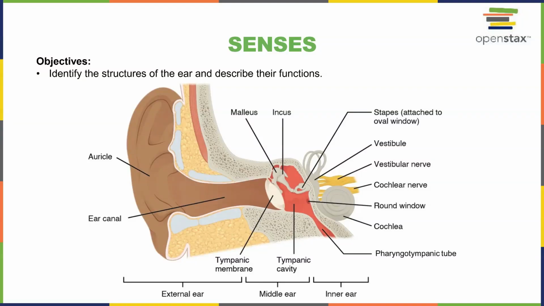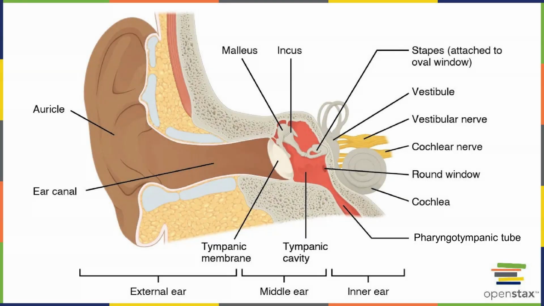In this video, you will learn about the major structures of the ear and how each one contributes to hearing and balance. The ear is divided into three main regions: the external ear, the middle ear, and the inner ear. Each region plays a specific role in collecting sound, transmitting vibrations, and detecting both sound and head movement.